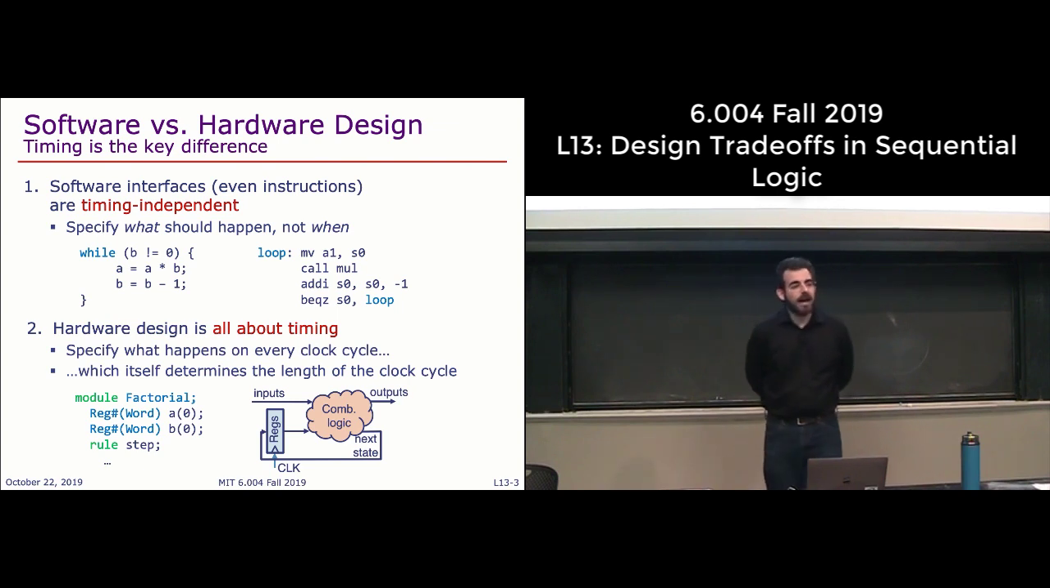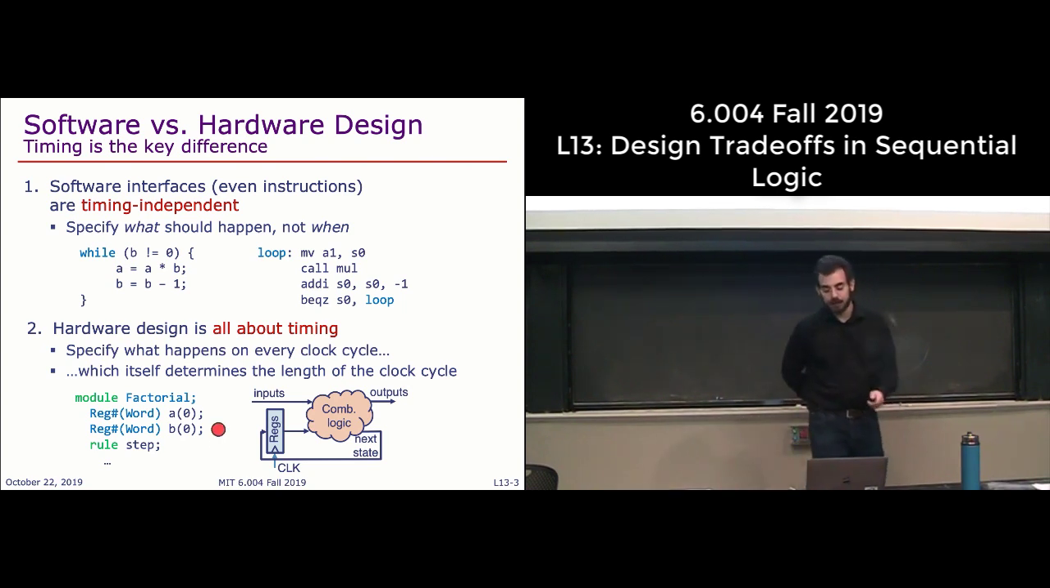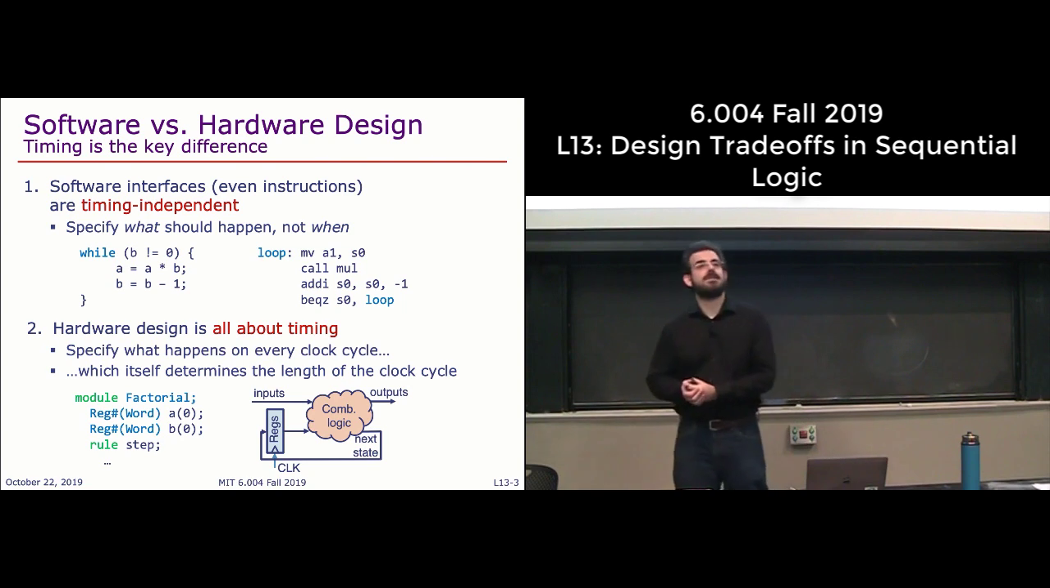Now, hardware, on the other hand, is all about timing. So everything that we've been doing, whether we draw pictures of FSMs or we implement mini-spec modules, is all about specifying the combinational logic sandwiched in between registers. And then the delay of that combinational logic is itself going to determine the clock cycle. So we're going to specify what happens in each cycle, which in and of itself is going to tell us how fast the circuit can go.